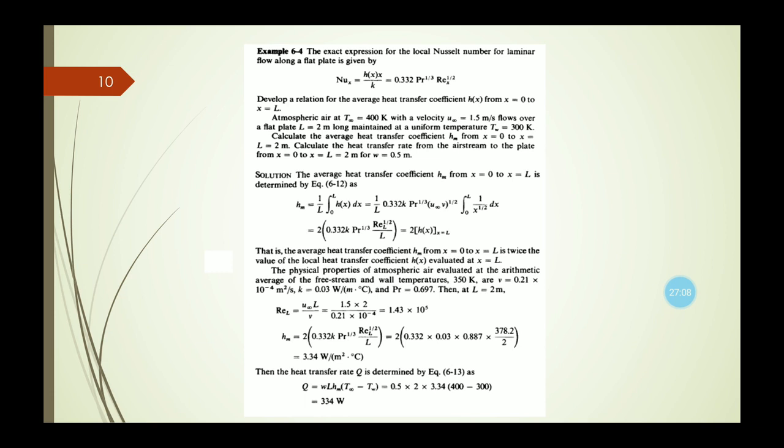So this is the physical significance of this equation. The average heat transfer coefficient is twice the value of the local heat transfer coefficient evaluated at x equals L.